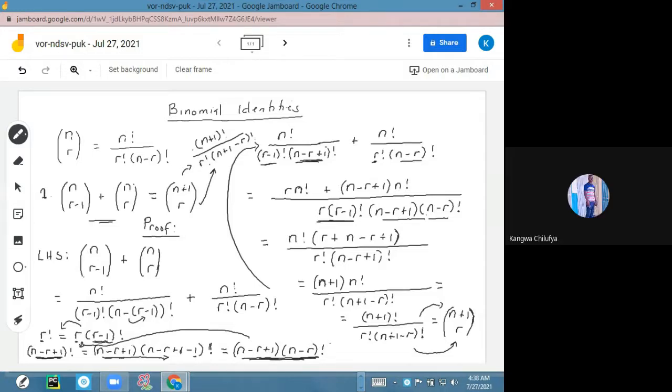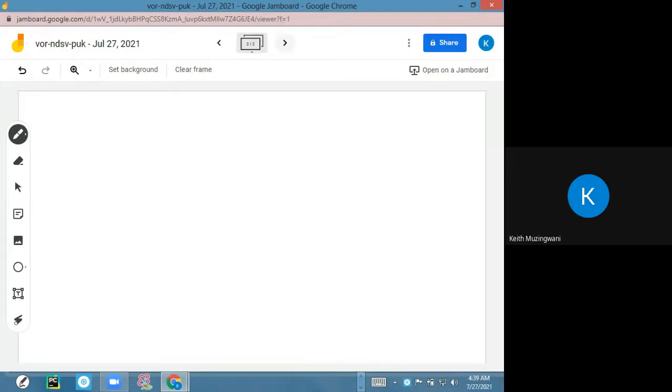So, what you mean is, in an identity, you start with the most complicated side to get the simplified one. Yes. Now look at this one. Look at identity number 2.